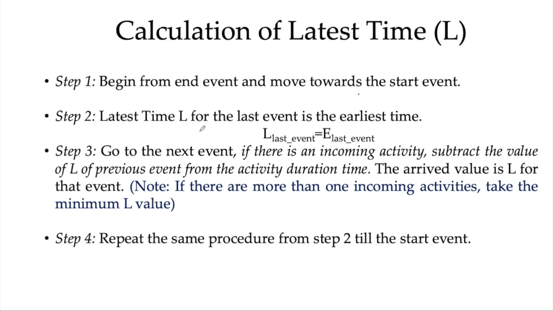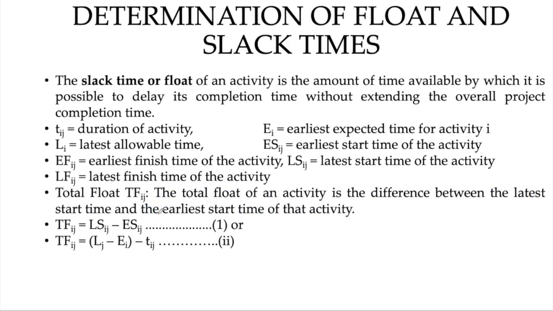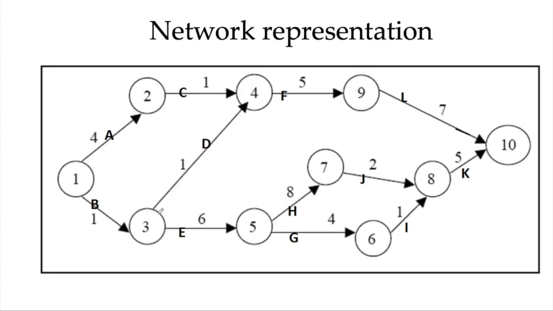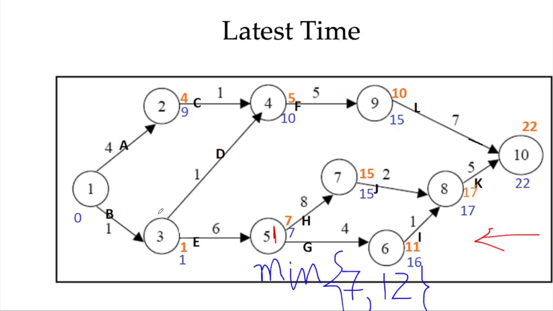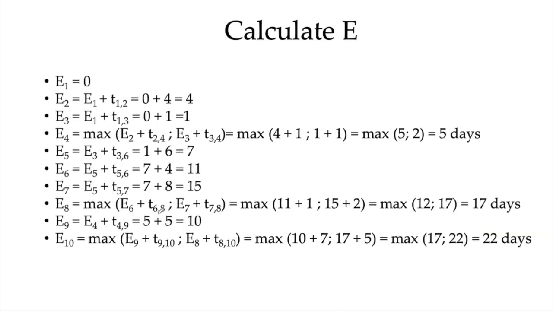The latest time L for the last event is the earliest event time at the last activity. So for the last event, L last event equals E last event. And if there is an incoming activity, subtract the activity duration from the value of L of the previous event. And if there is more than one incoming activity, take the minimum L value and repeat this step. And that's what we did. So that's what we did in this figure, and the calculations are shown here.